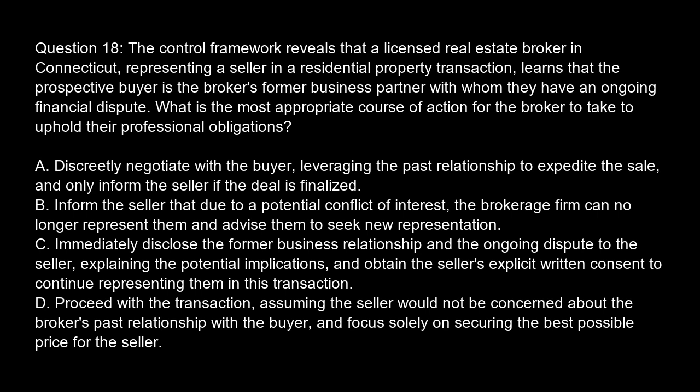Option B. Inform the seller that due to a potential conflict of interest, the brokerage firm can no longer represent them and advise them to seek new representation. Option C. Immediately disclose the former business relationship and the ongoing dispute to the seller, explaining the potential implications, and obtain the seller's explicit written consent to continue representing them in this transaction. Option D. Proceed with the transaction, assuming the seller would not be concerned about the broker's past relationship with the buyer, and focus solely on securing the best possible price for the seller.